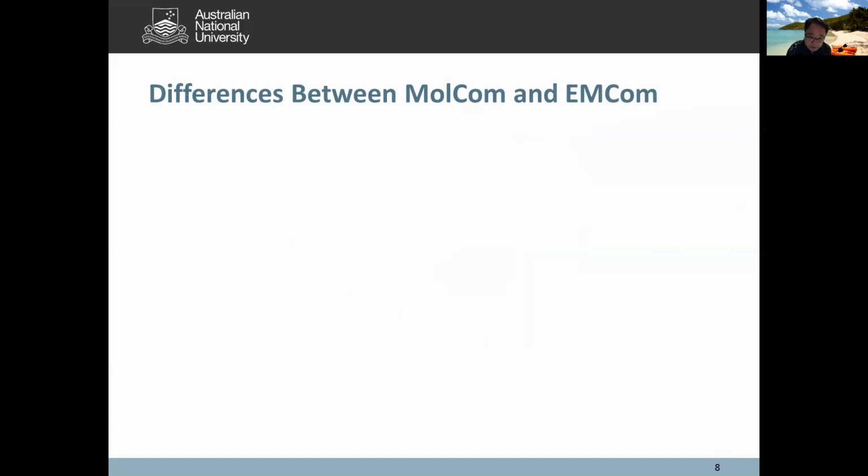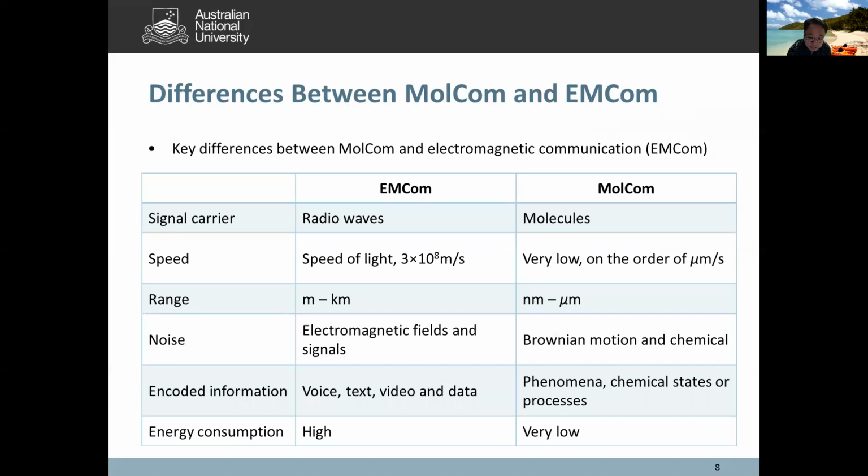And as we briefly mentioned, there is a significant difference between molecular communication and the existing or conventional wireless communication, which we call electromagnetic communication. So the key differences between molecular communication and electromagnetic communication are summarized in this table. We can see that for the signal carrier, wireless or EM communication typically uses radio waves at a central frequency to carry the signals. But molecular communication uses molecules to carry the information.